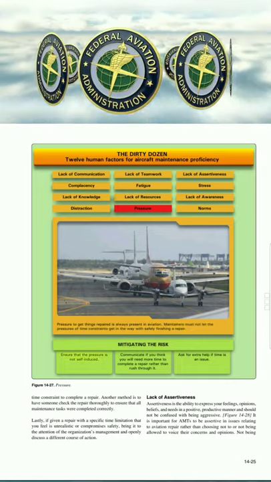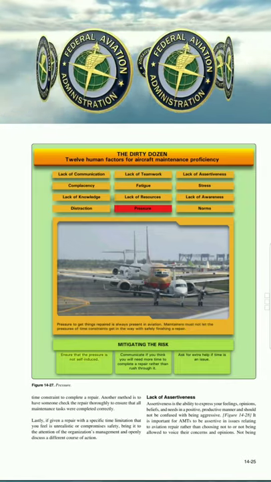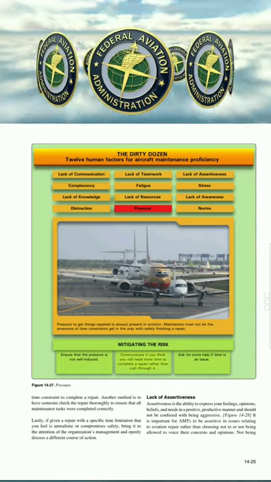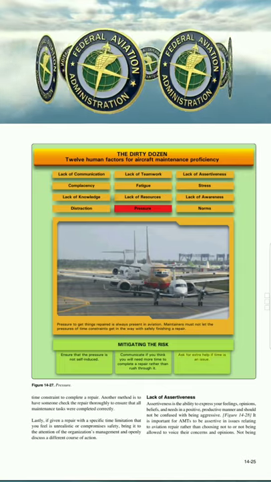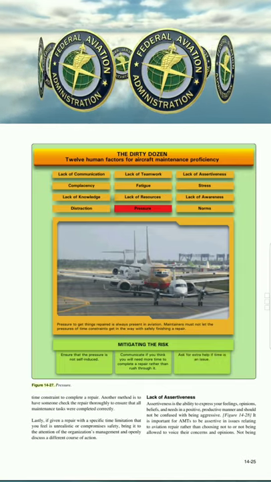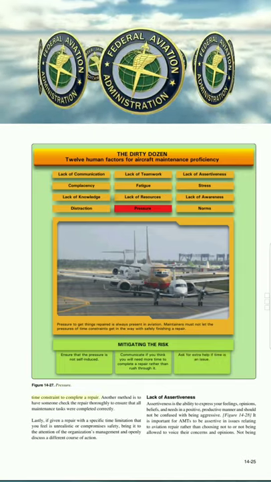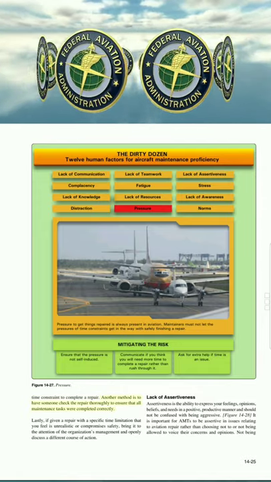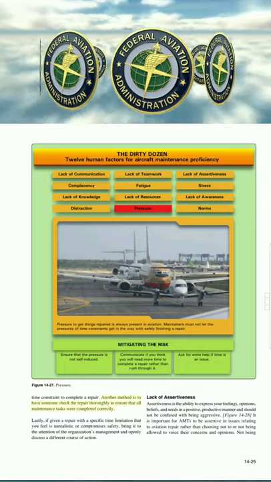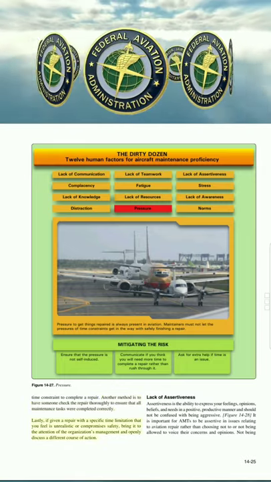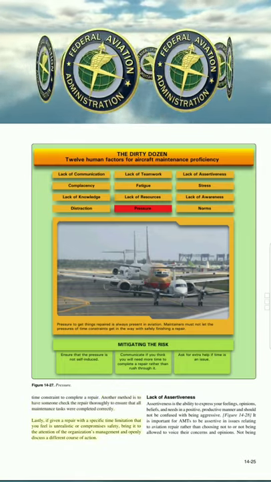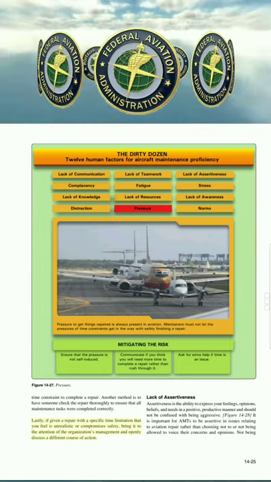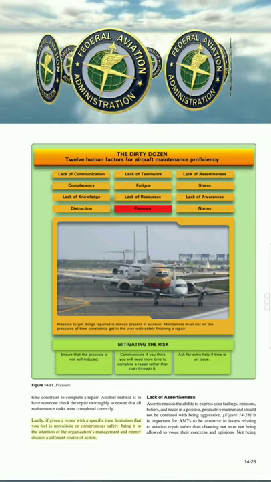Mitigating the risk. Ensure that the pressure is not self-induced. Communicate if you think you will need more time to complete a repair rather than rush through it. Ask for extra help if time is an issue. Figure 14-27. Pressure. Time constraint to complete a repair. Another method is to have someone check the repair thoroughly to ensure that all maintenance tasks were completed correctly. Lastly, if given a repair with a specific time limitation that you feel is unrealistic or compromises safety, bring it to the attention of the organization's management and openly discuss a different course of action.